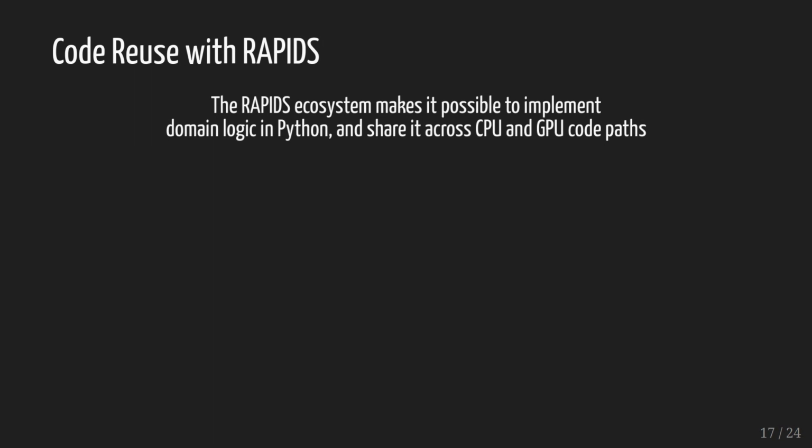And now code reuse with Rapids. The Rapids ecosystem makes it possible to implement domain logic in Python and then share these implementations across the GPU and CPU code paths. Today, most libraries in the Rapids ecosystem are designed with the goal of being used as drop-in replacements for libraries in the traditional PyData stack. So as I mentioned before, cuDF for pandas, Cupy for NumPy, cuML for scikit-learn, cuGraph for NetworkX, etc. But these libraries require a compatible GPU to operate.